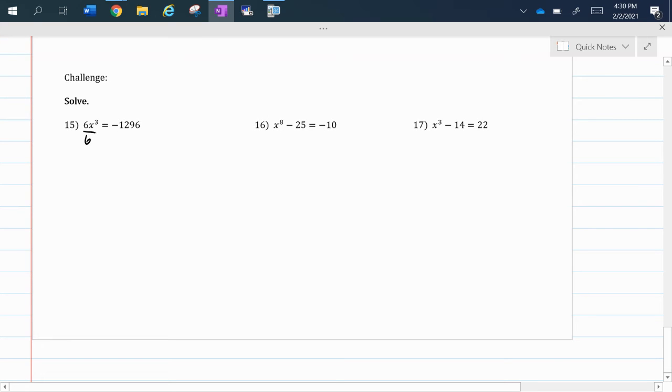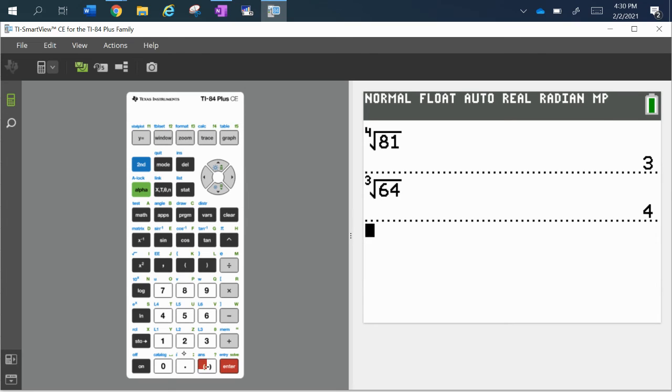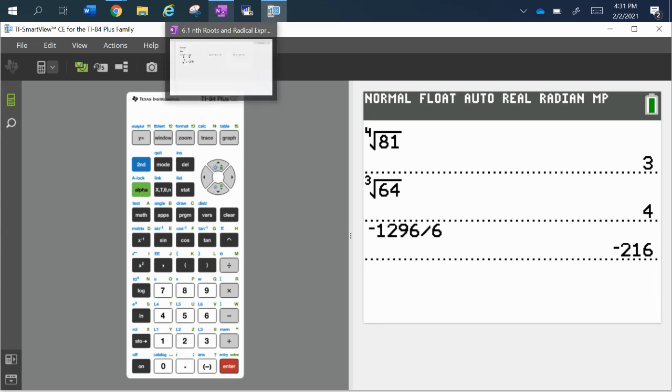Okay, so the first thing I'm going to do here, since I'm solving for x, is I'm going to divide both sides by 6. So I get x cubed equals -216. Let's check to make sure. -1296 divided by 6 is -216.